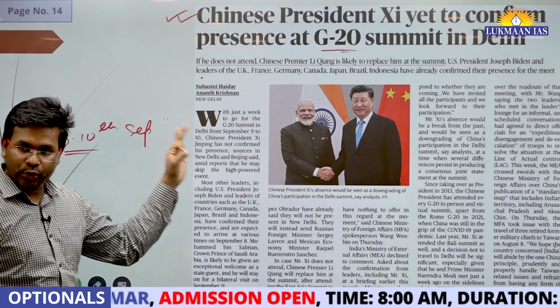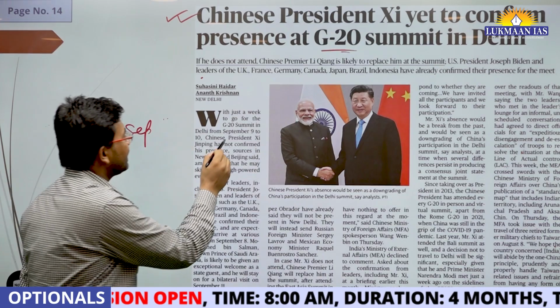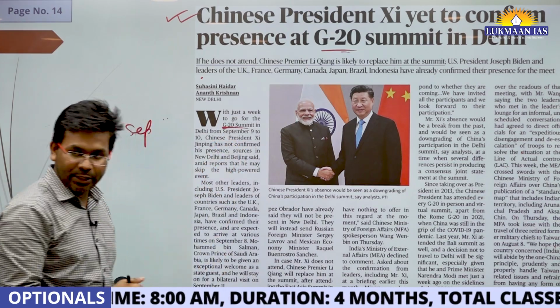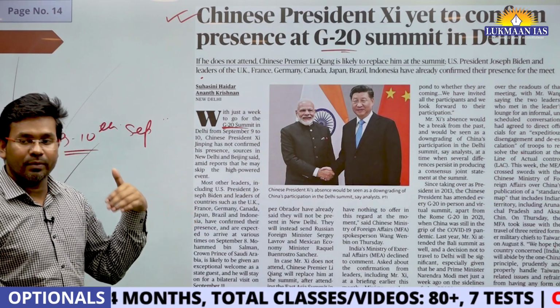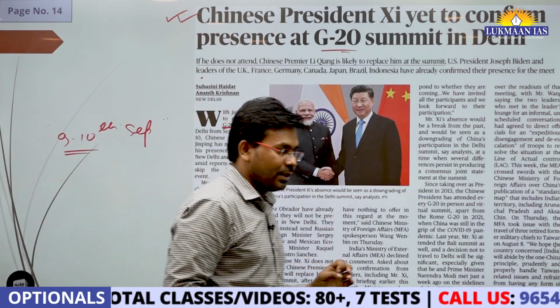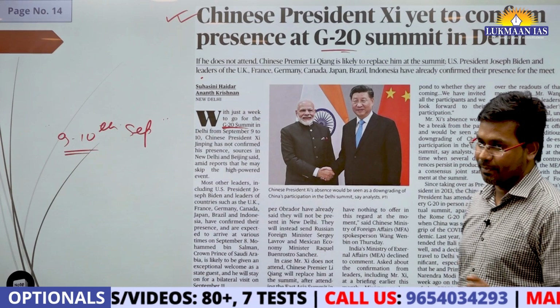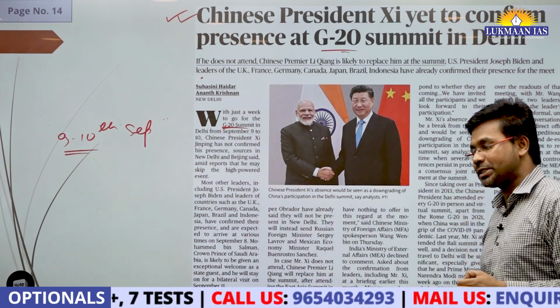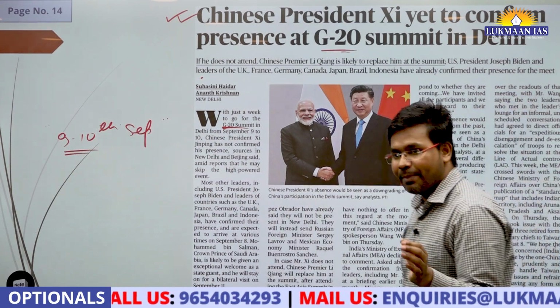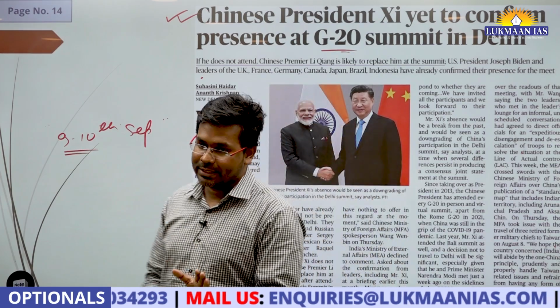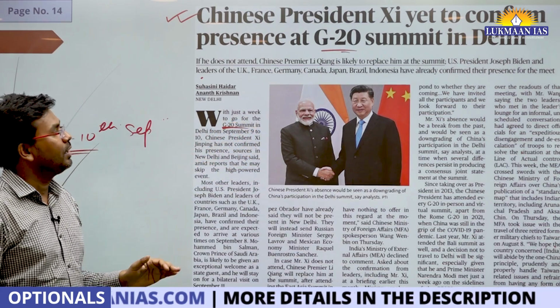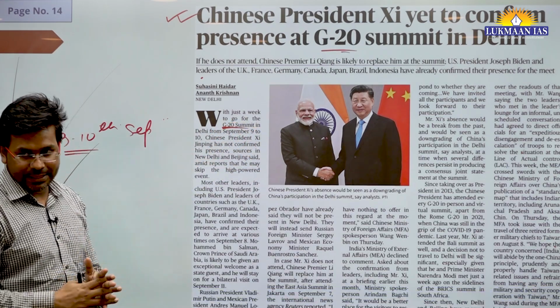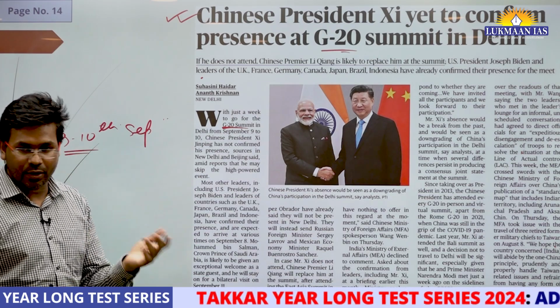During this time, most of the world leaders who are members of the G20 have already shown their intent of attending the G20 summit because India has invited all of them. So from the Indian government side, from the Ministry of External Affairs, they have invited all the members of G20 here. However, some of the members, like the Chinese premier, did not confirm his presence. So people are asking why he is not coming.